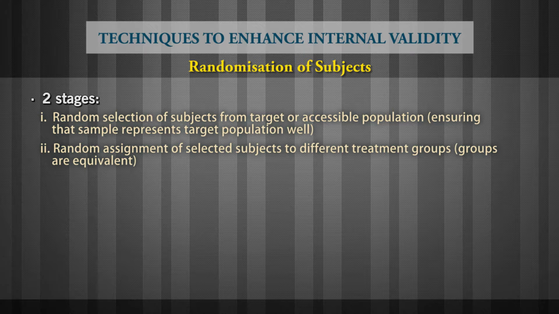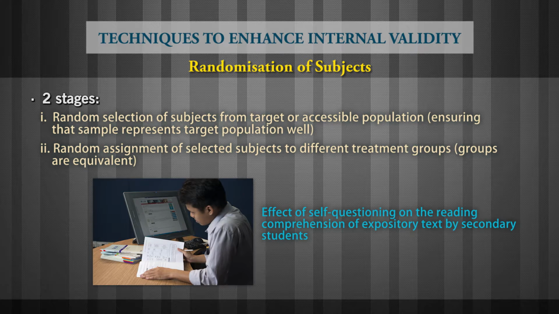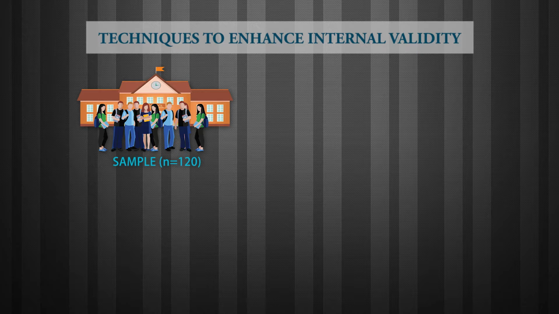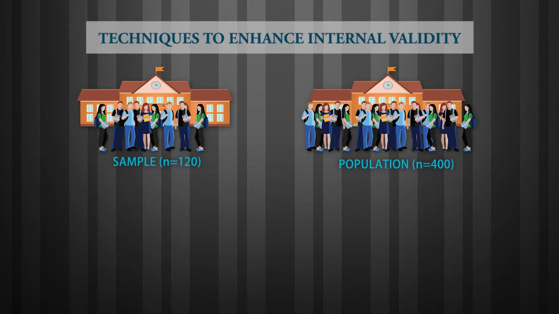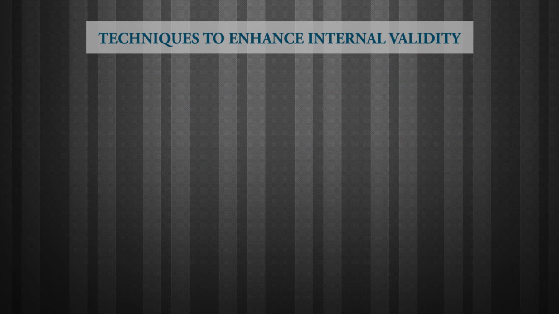For example, let's take a look at the study on the effect of self-questioning on the reading comprehension of expository text by secondary students. A sample of 120 students is randomly selected from a target population of 400 students. Out of this sample of 120 students, 60 students are randomly assigned to the experimental group, that is reading with self-questioning, while another 60 students are randomly assigned to the control group, which is reading without self-questioning.